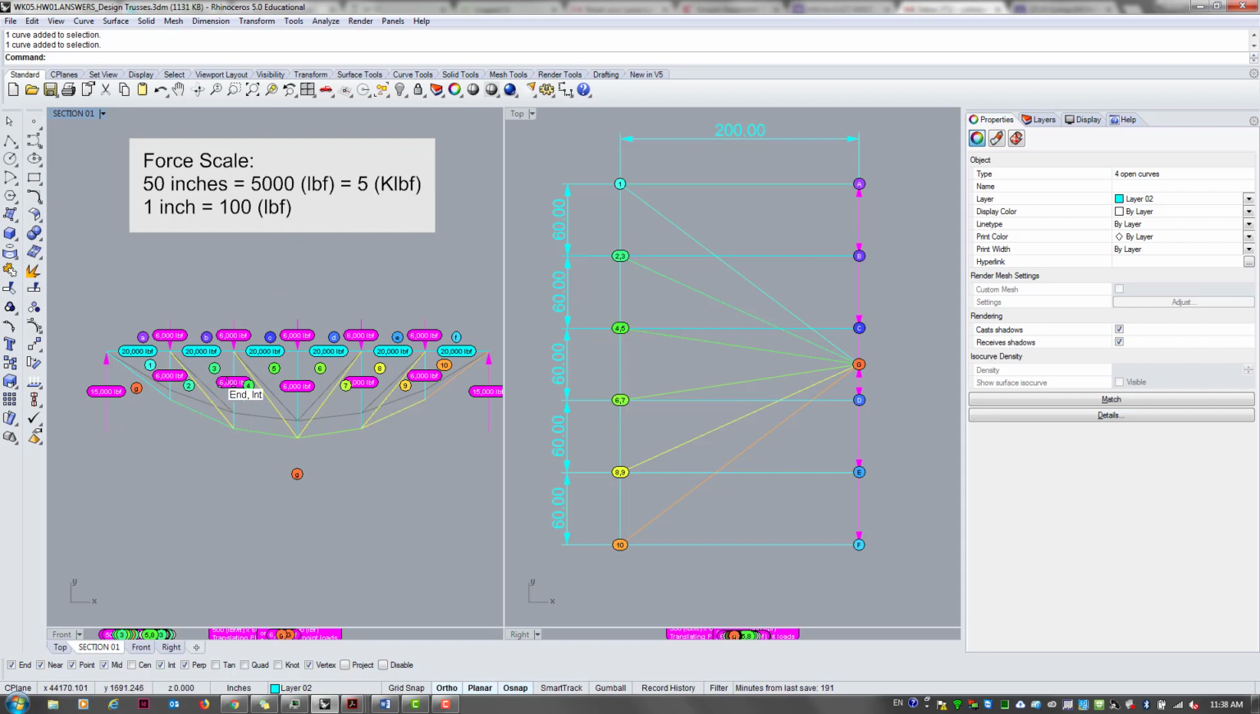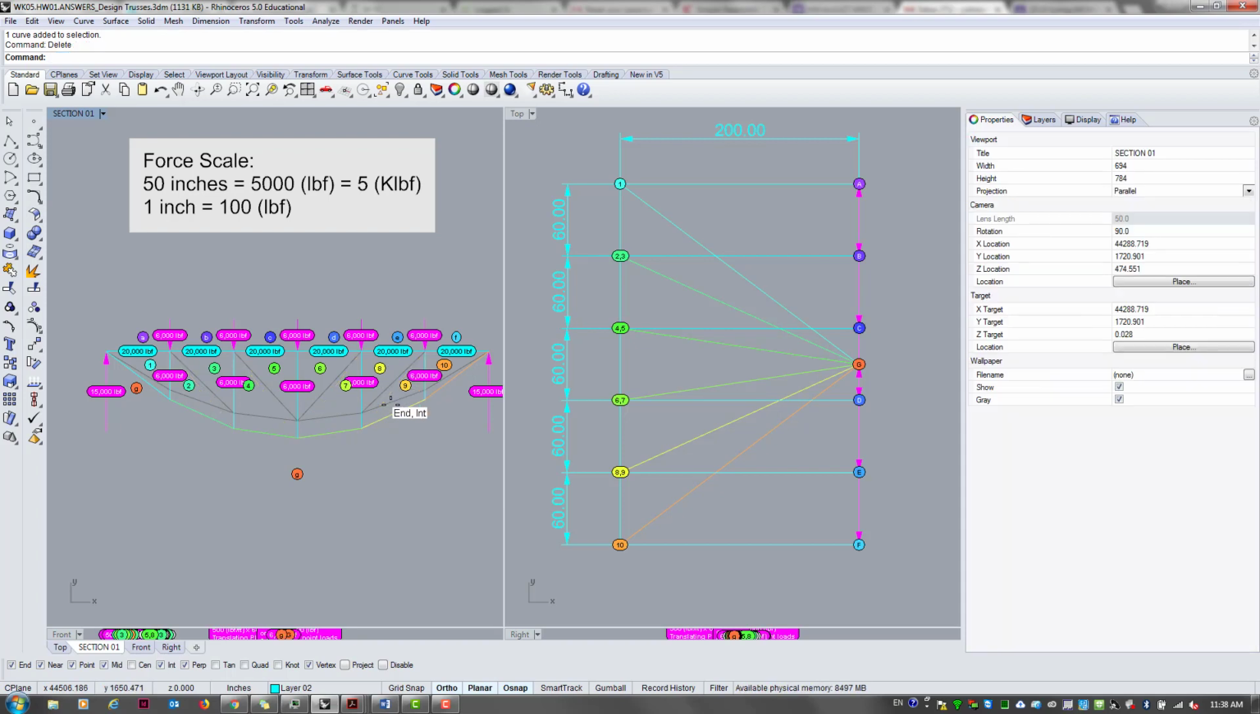4, 5, same thing, it's a 0 force. 6, 7, 8, 9, all of these are 0 force. So in other words, if you removed it, it wouldn't do any harm, because that's kind of all that's happening.